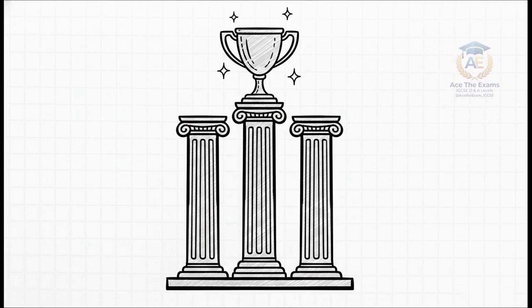Pillar 1, the 3-step question scan. Always isolate the command word, identify the required content, and pinpoint the context constraints before you touch your calculator. Pillar 2, the paragraph balance formula. Every single paragraph you write must contain a clear definition, a direct application using the provided data, and an evaluative sentence utilizing those comparative connectives we practiced.